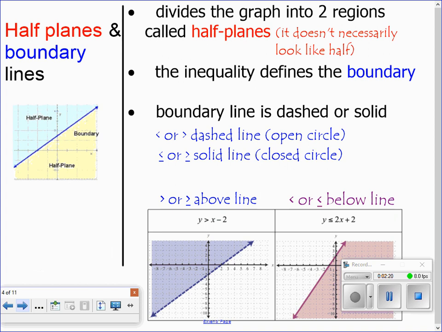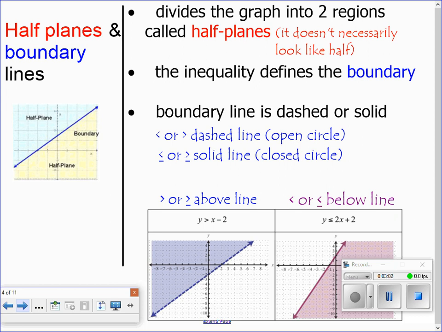These are half planes and boundary lines. Your line divides the coordinate grid into two planes. And each of those planes, or each of those regions, is called a half plane. And they don't necessarily look half, because remember that when we're looking at a graph, we're only seeing a snapshot of it. That graph does continue beyond the picture that we see. So it is half, but we might not be looking at both halves at the same time. The inequality is what's going to define the boundary. So your inequality is going to graph that line, and it's going to determine the boundary.